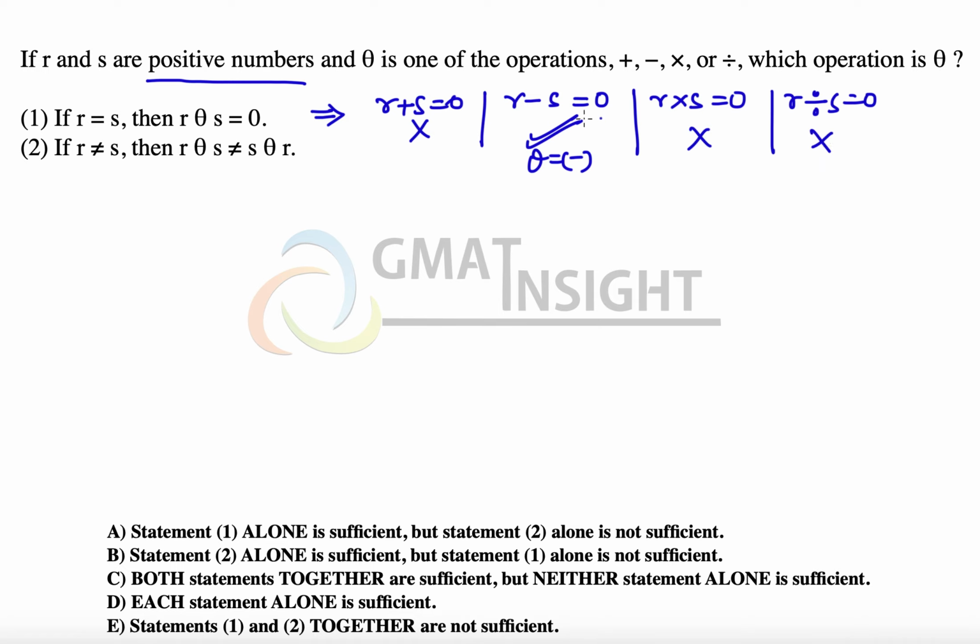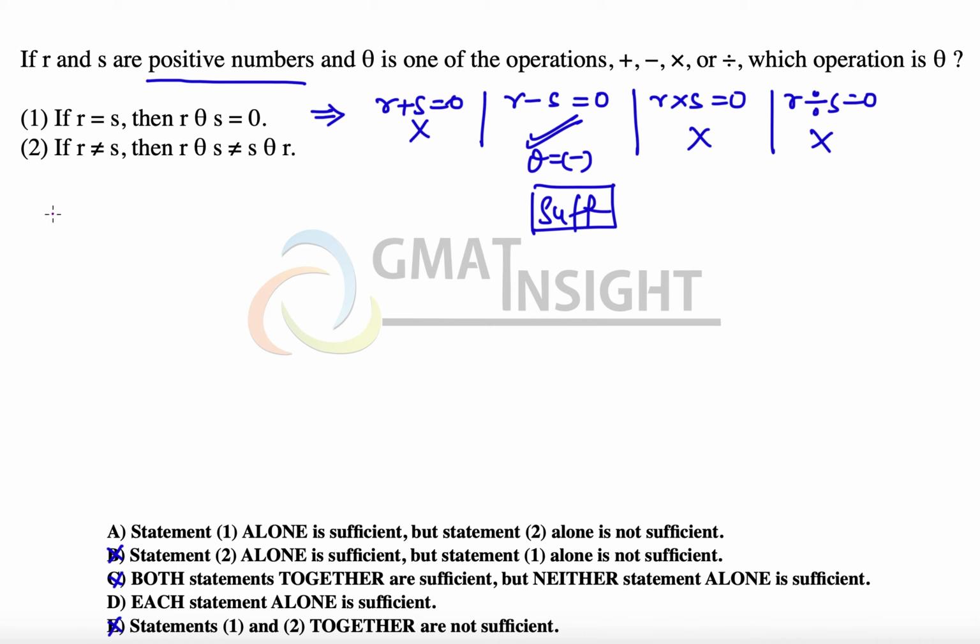So we have only one possibility, that this theta symbol is representing the operation minus, and hence the first statement alone is sufficient to answer the question. So the answer has to be either option A or option D. Now let's check the second statement.